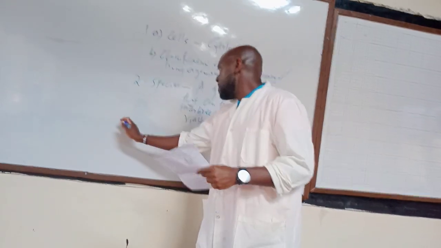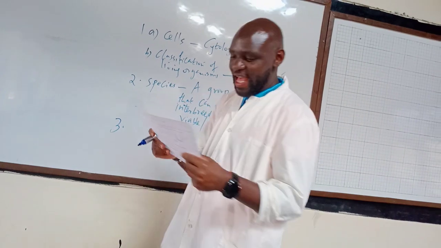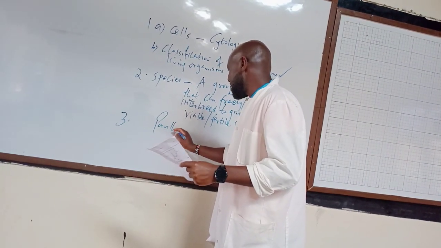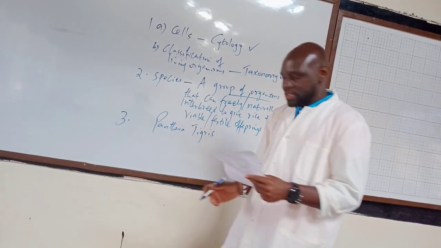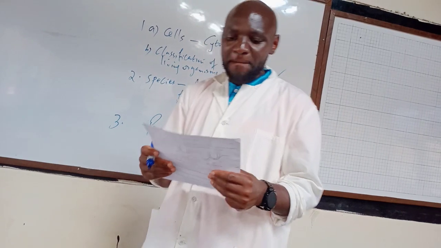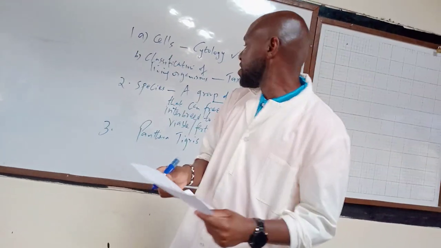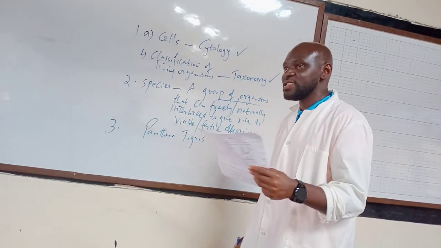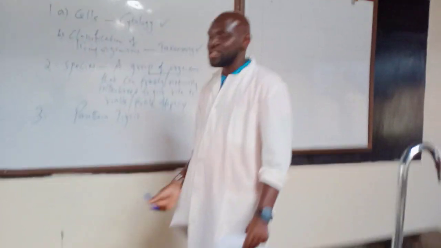And then question 3 says that a tiger is known as Panthera tigris, like you can see on the board. And then the question says, identify 2 mistakes made in writing the scientific name.